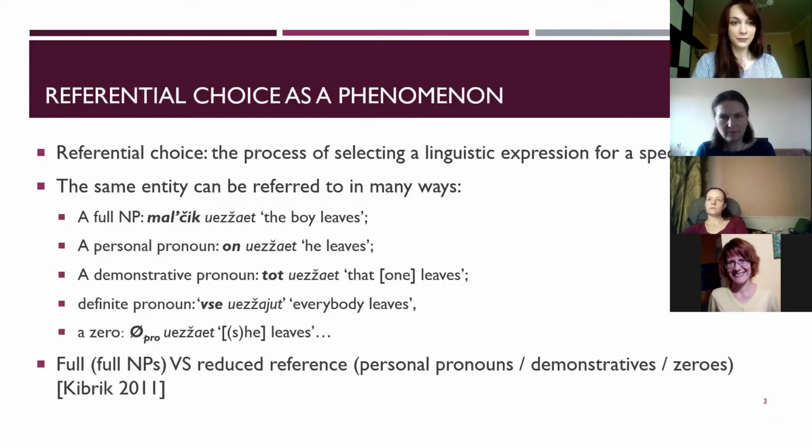And all these expressions can be combined under two major types, that is, full and reduced reference. So full noun phrases, full NPs, are combined under the type of full reference, and other types such as personal pronouns, demonstratives, definite pronouns, and zero expressions are combined under reduced reference.